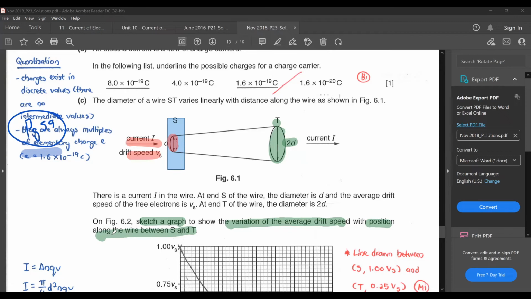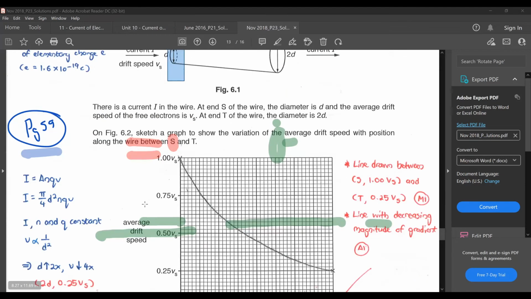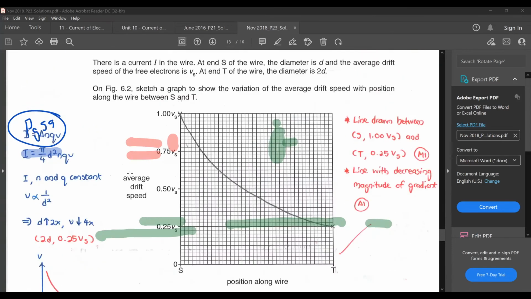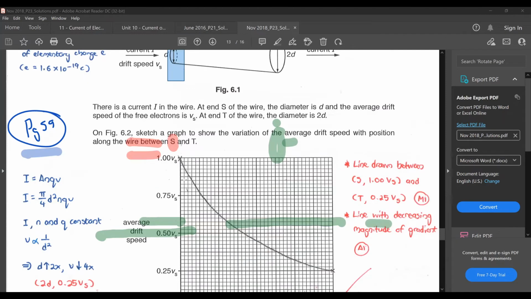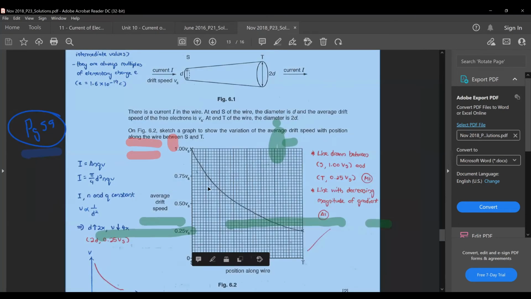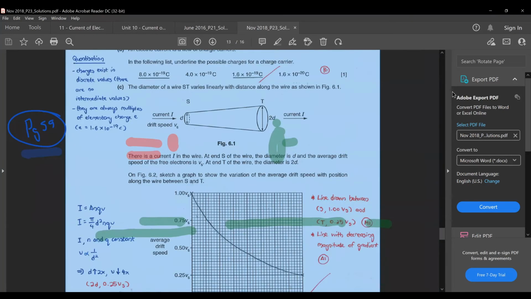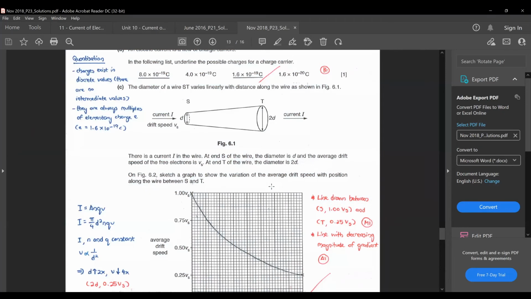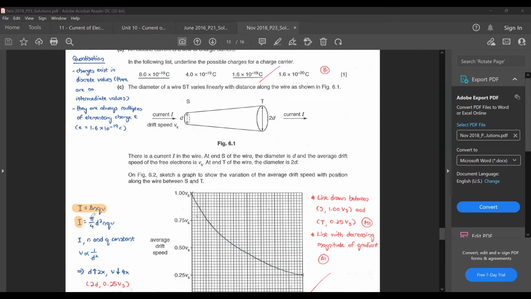So they want you to show the variation of the drift speed. It will look like this. But why is it like that in the first place? You again will have to refer back to your drift speed equation, which you know as I is nAqv. I is pi over 4 d squared nqv here.